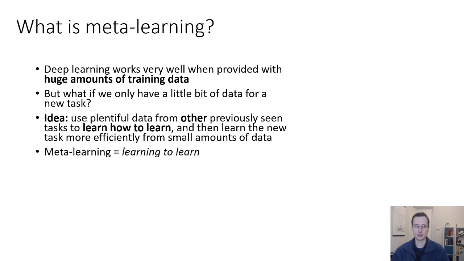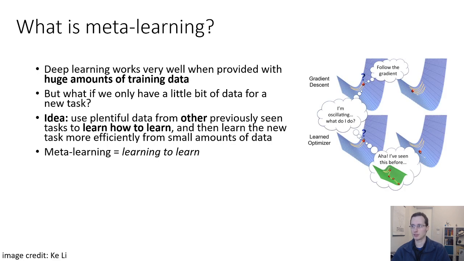So meta-learning basically refers to the process of learning how to learn. This is nicely illustrated by this picture that I borrowed from Kali, where he's showing standard gradient descent. It says, well, I'm going to follow the gradient, but following the gradient results in some bad stuff happening. So maybe your meta-learned optimizer might say, well, I've seen these kinds of bad optimization situations before. I know how to recover from previous problems that I've solved.